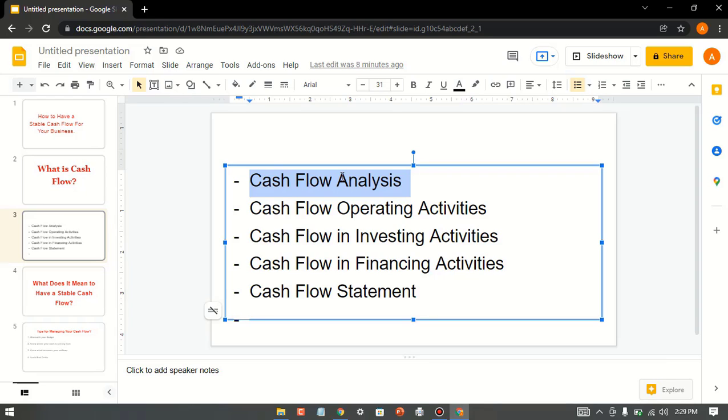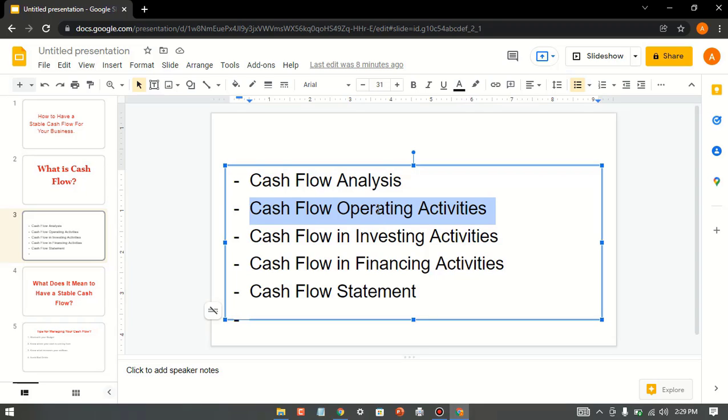So there are basically three categories that businesses should track and analyze regularly to identify the company's liquidity and solvency. There is cash flow in operating activities, cash flow in investing activities, cash flow in financing activities, and cash flow statements. You understand? So I will just glance through these ones listed here above.